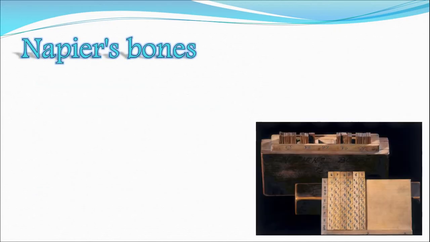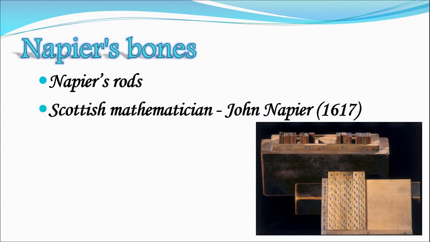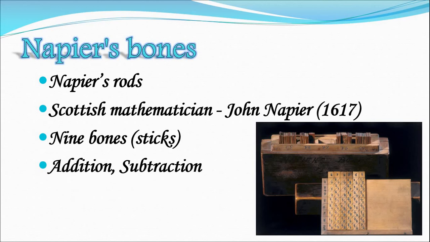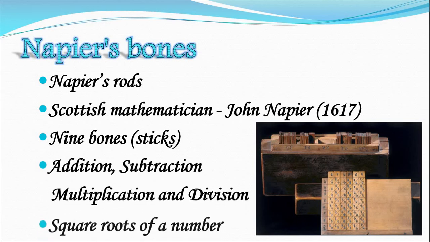Next, Napier's Bones. It is also called Napier's rods. It was invented by Scottish mathematician John Napier in 1617. It consists of 9 bones. It is also known as sticks with numbers marked on them. It is used for addition, subtraction, multiplication, division, and to find square roots of a number.